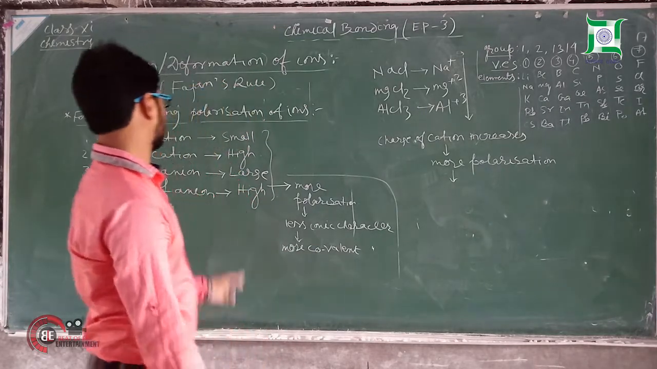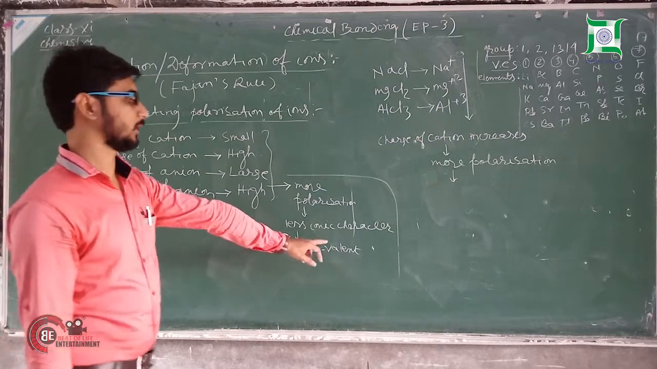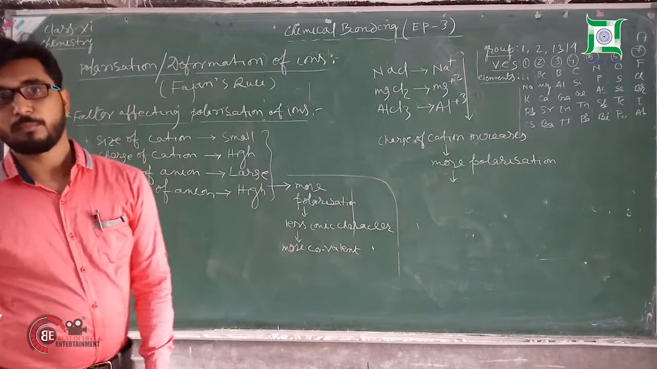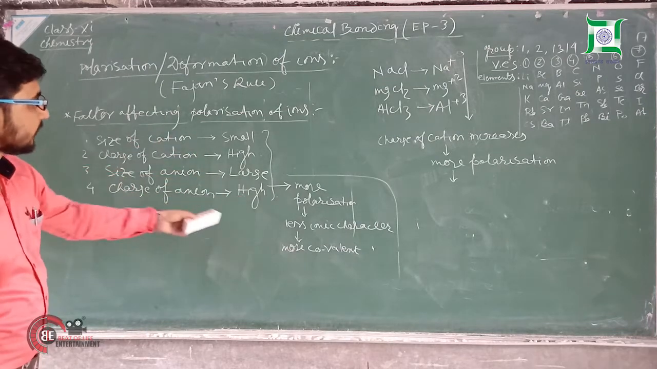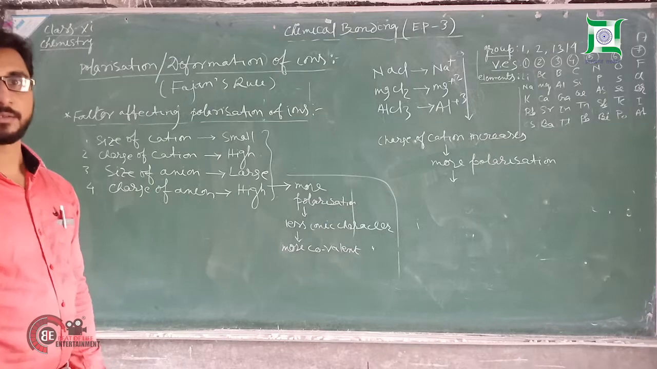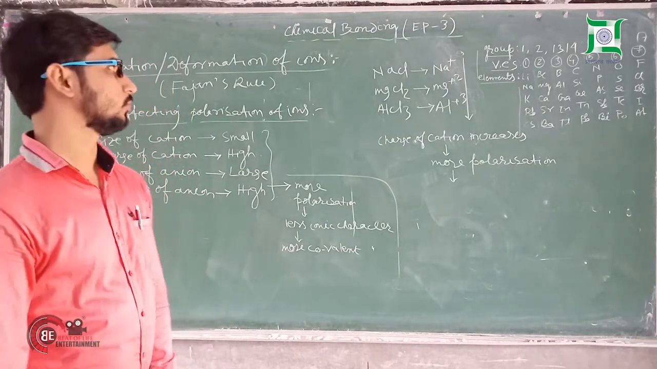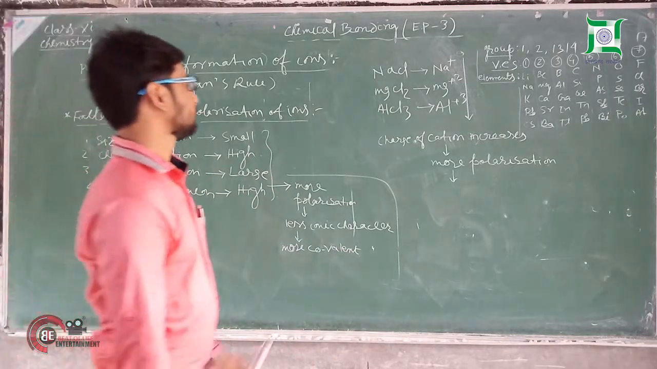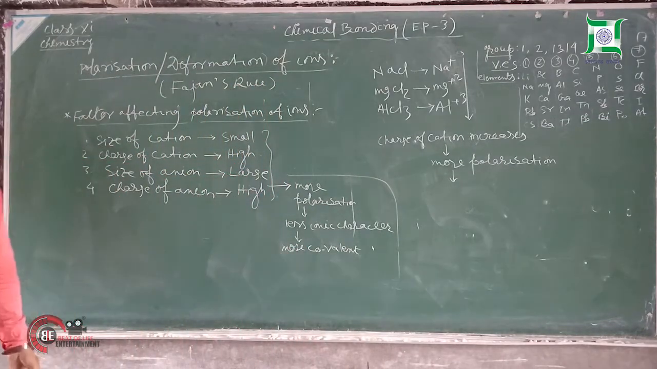Clear? So more polarization means less ionic character and more covalent character. So by this Fajans' rule, by remembering these factors, we can correlate or compare the ionic character of a series of molecules, like the 3 examples I have shown you. Clear? Now we can study another topic.